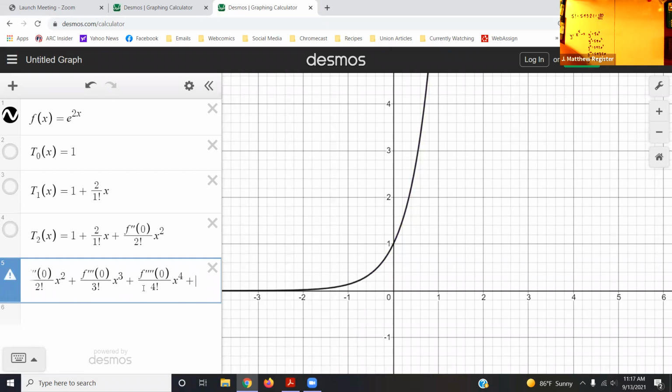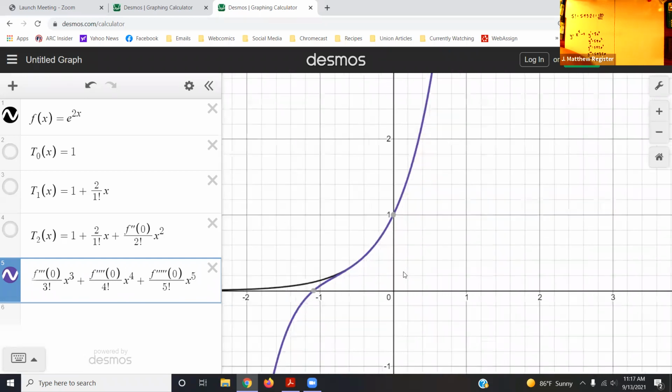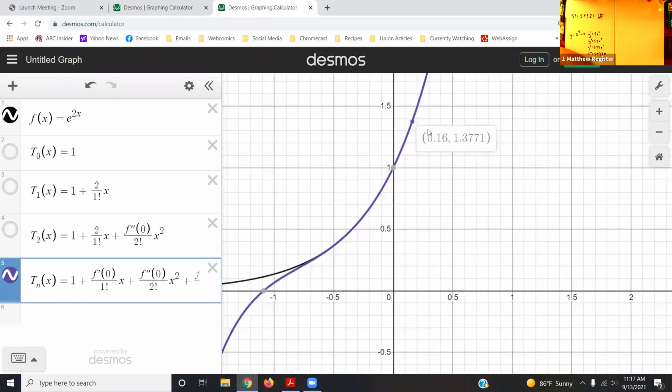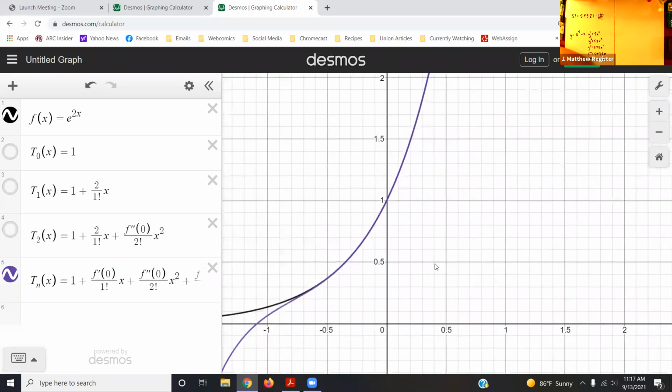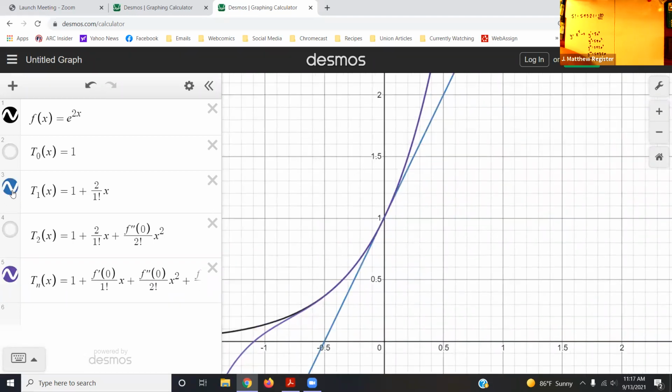Let's do one more. Let's go to the 5th. F 1, 2, 3, 4, 5 of 0 over 5 factorial x to the 5th. So notice this is getting very, very close as we are near these values. And so while we started out with just a simple linearization, we've now found a way to make it so that the curves line up very, very closely. So this was t to the 5th.